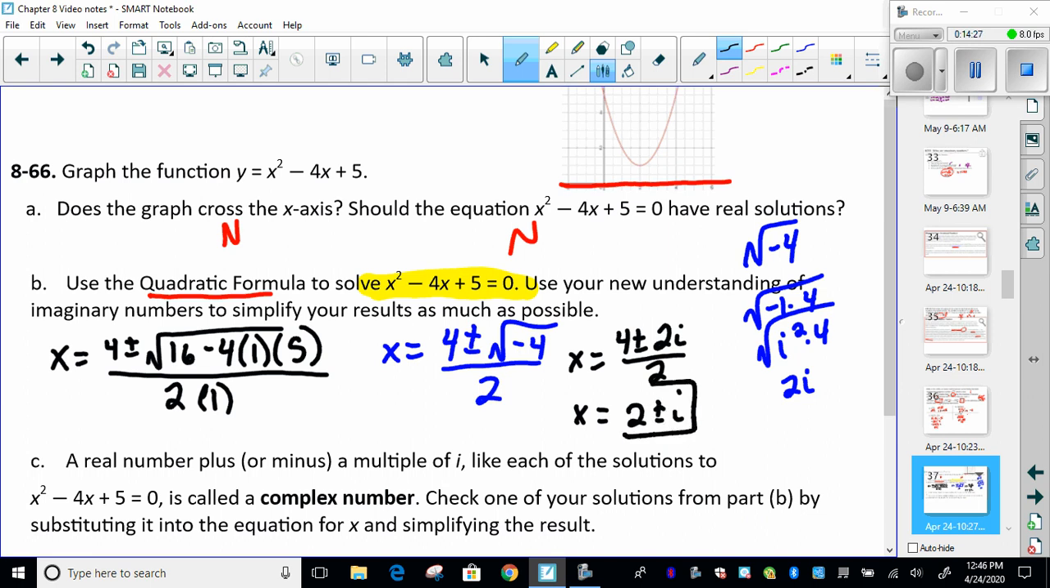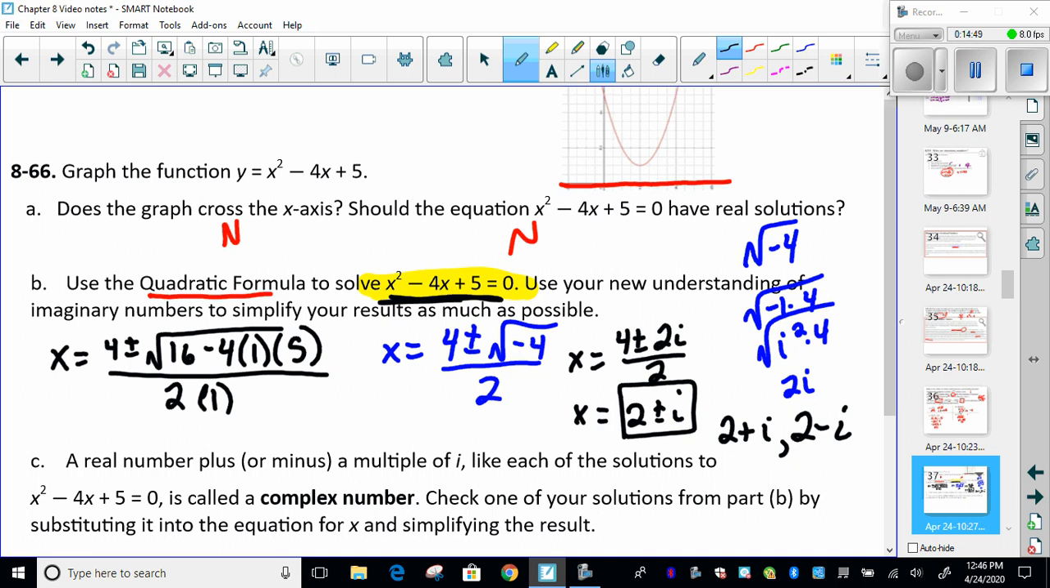Please be careful when you simplify that. Either factor the 2 out of the top and then simplify, or remember both of these pieces are being divided by 2. Those are the two solutions to this quadratic equation. One of them is 2 plus i. The other is 2 minus i. Both of those are called complex solutions.